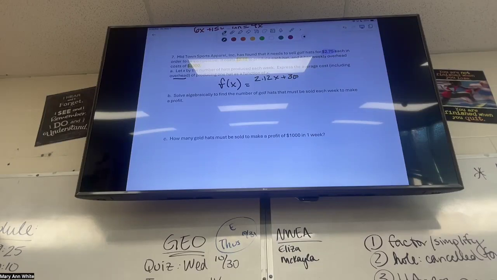$3,000. So regardless of whether I make 0 hats or 1,020,000 hats, I have to pay $3,000. And since I want to do it per hat, that $3,000 is added to how many hats we make, divided by just one hat. We're going to divide by one hat because we want to find the average cost of one hat. So it makes a rational function. Is everybody okay with that?